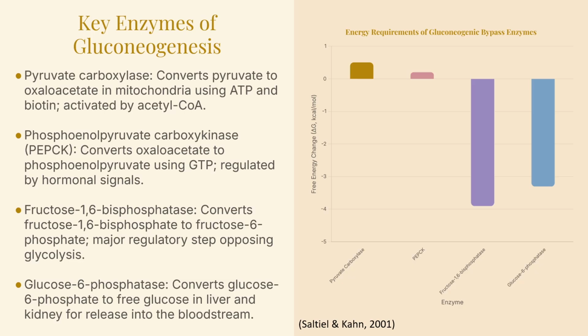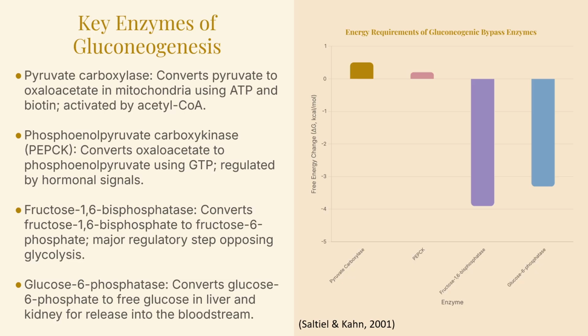Unlike many metabolic enzymes that are controlled by intermediate cellular conditions, PEPCK is also strongly regulated at the level of gene expression. Hormones such as glucagon can increase its production during fasting, while insulin decreases its expression after eating.